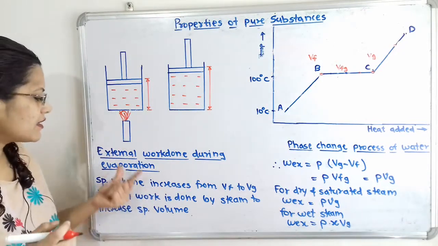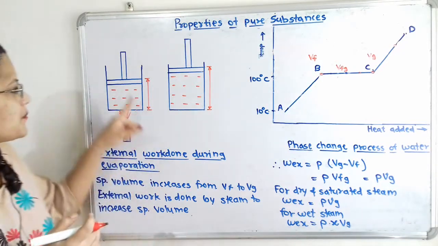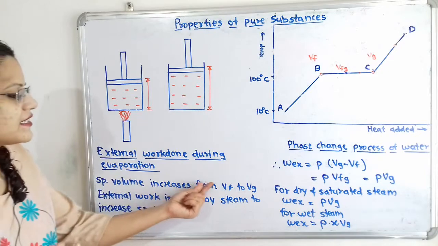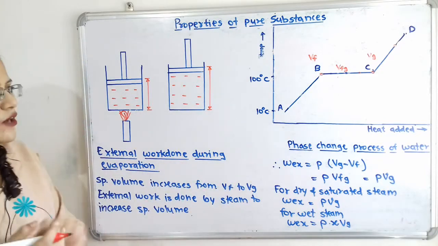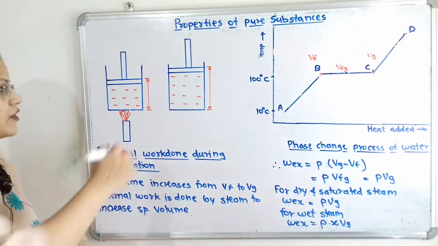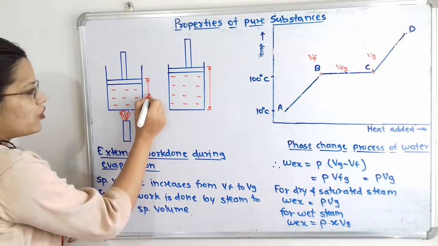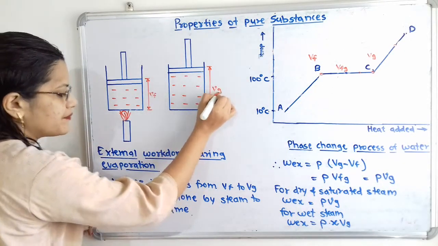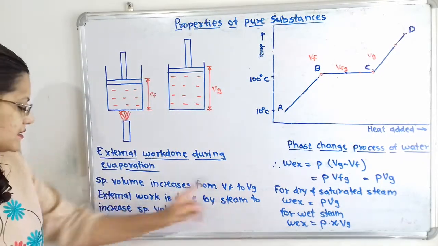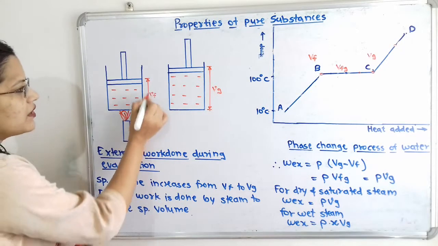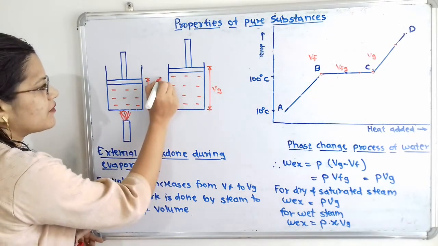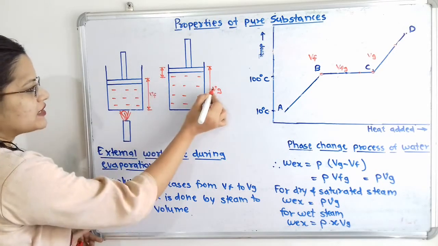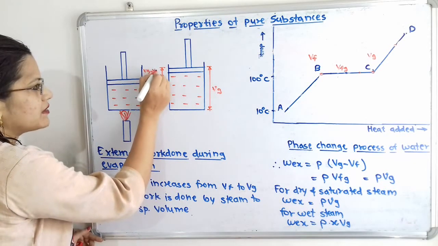Now we have to understand what is the external work done. So this process is taking place at constant pressure. So specific volume increases from Vf to Vg because water is getting converted into steam. So we will say that the initial specific volume is Vf and final volume is Vg. So external work is done by steam to increase the specific volume. So here Vf and Vg, that means external work that is done by the steam. So the remaining gap is known as Vg minus Vf. So I will write here Vg minus Vf.